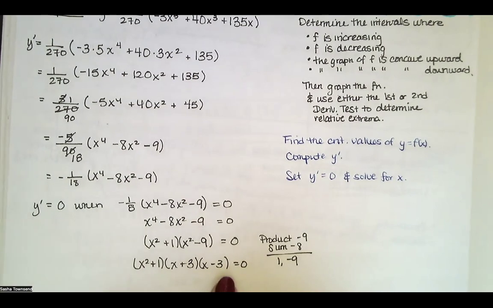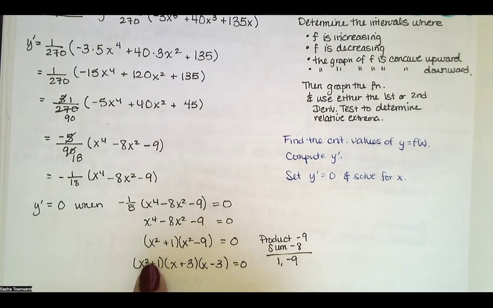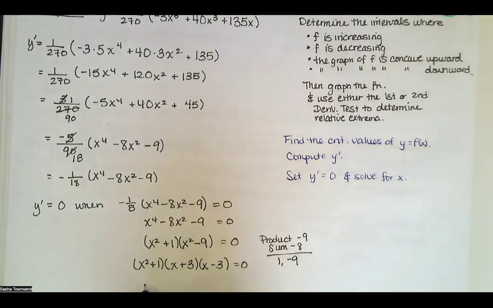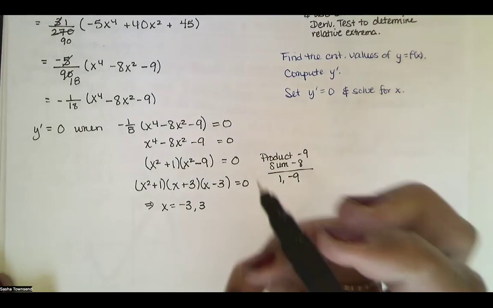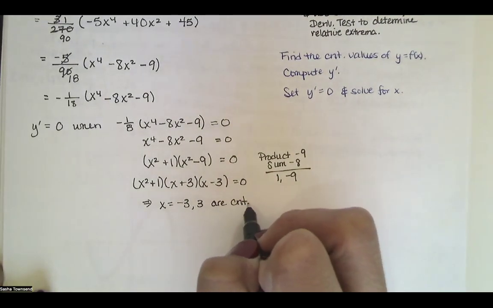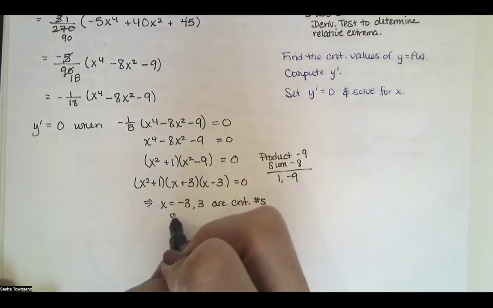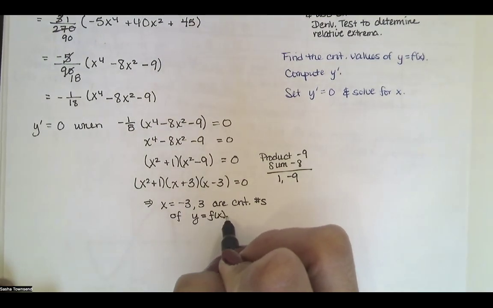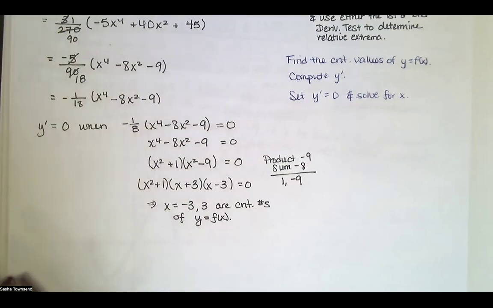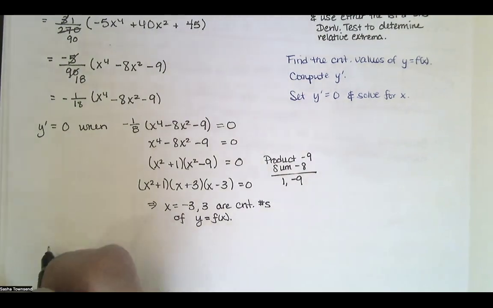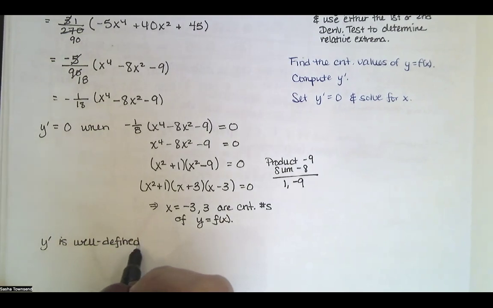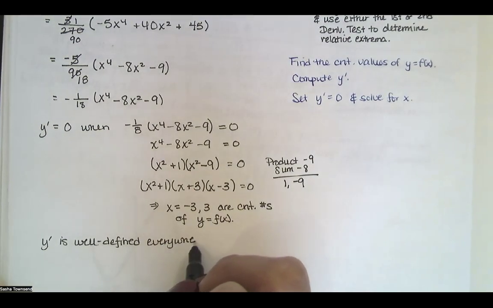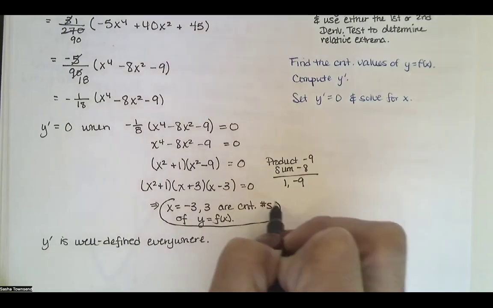And this will equal 0 in the real number system whenever this factor equals 0, which never happens, or this factor equals 0, which is when x equals -3, or when this factor equals 0. So that means x equals -3 and x equals +3 are critical values of this function, or critical numbers. Either way is fine. You can call it whatever you want. And then notice that since it's a polynomial, there are no critical values corresponding to y prime being undefined. So we'll say y prime is well-defined everywhere. So the only critical numbers that we have are these guys.